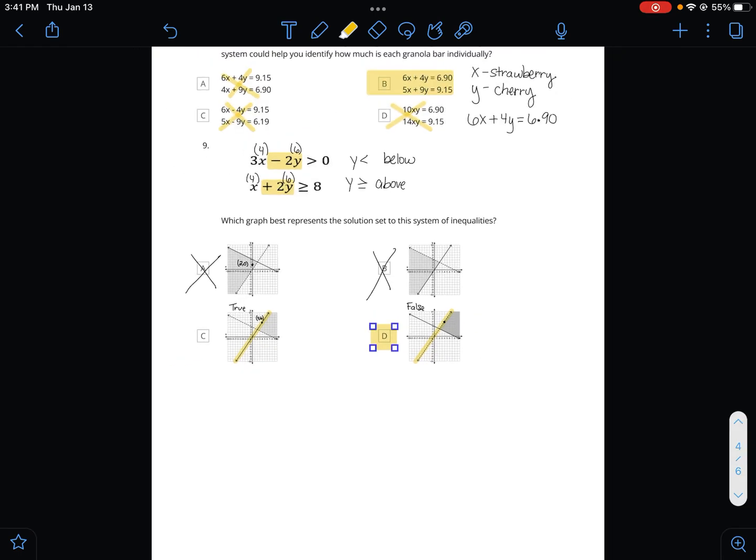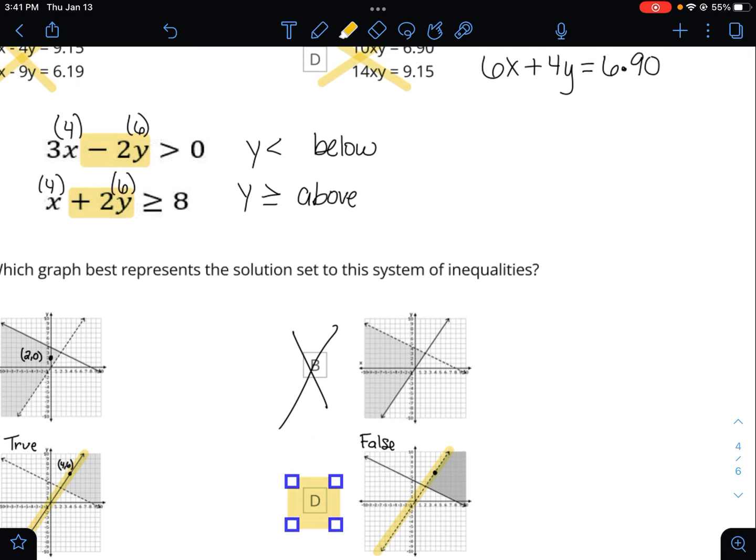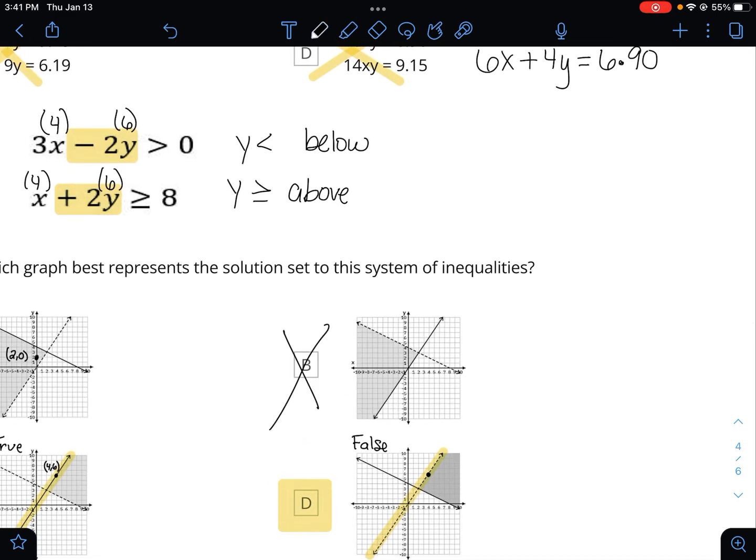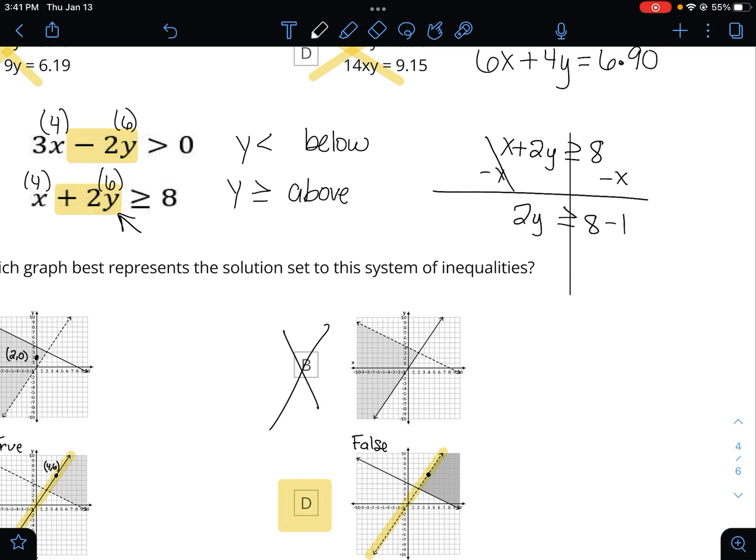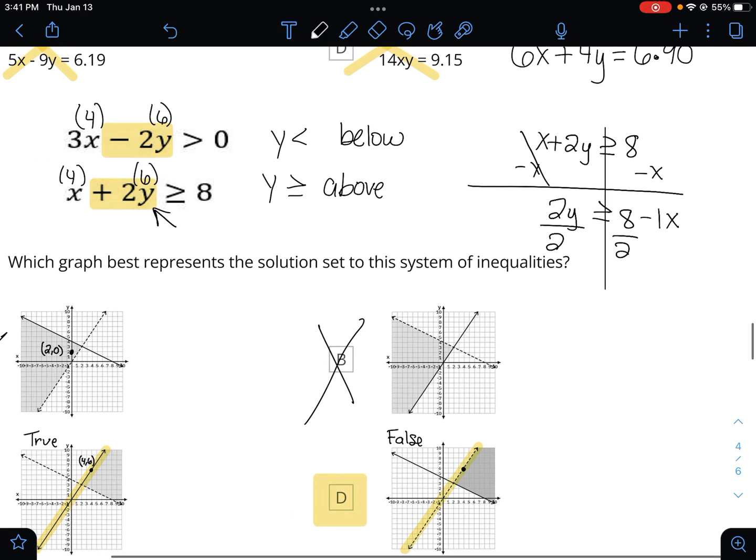Okay, now sometimes I make mistakes in math, so let's double check. If we solve that first, let's solve the second equation, okay, because it doesn't have any negatives, so that might make our lives a little easier. If I solve this top equation for Y, I will need to subtract X from both sides. I get 2Y is greater than or equal to 8 minus 1X. I'm going to put a 1 with that. And then we have to divide everything by 2.